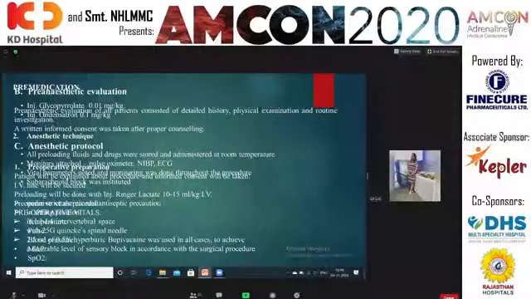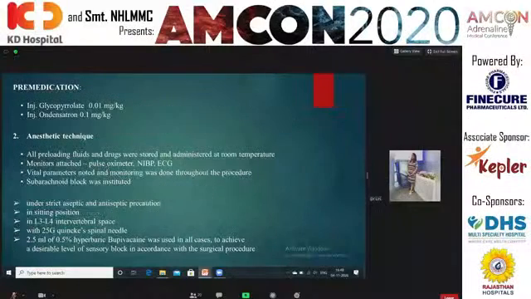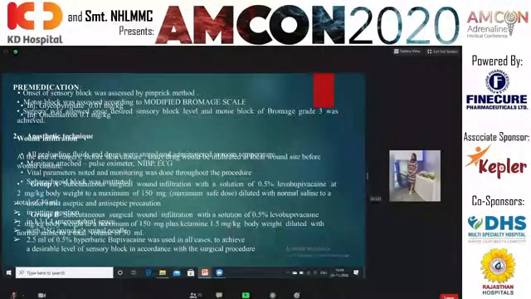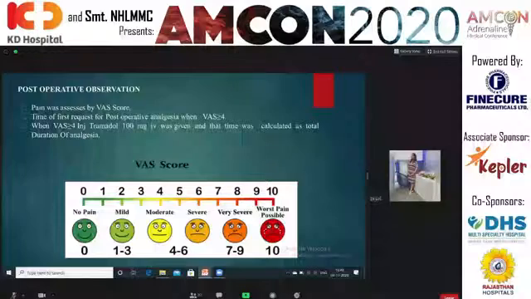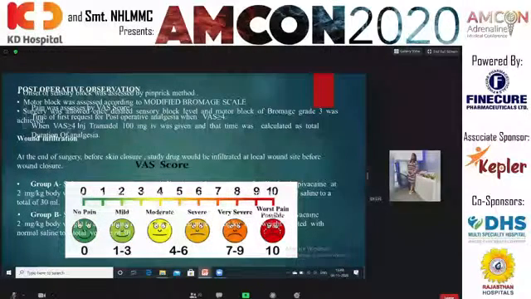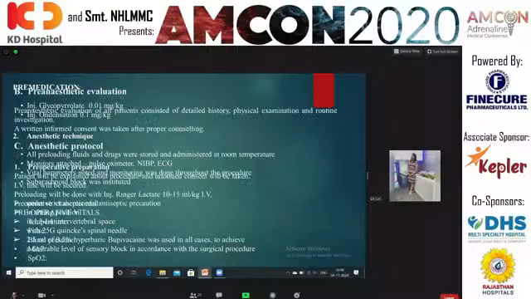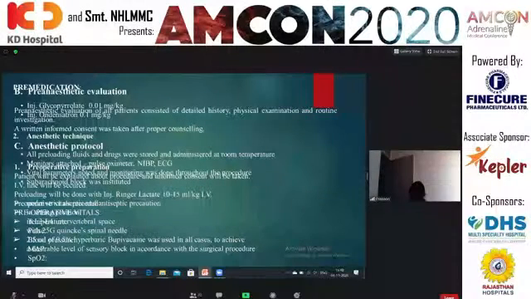Pre-anesthetic evaluation. Pre-anesthetic evaluation of all patients consisted of detailed history, physical examination, and routine investigation. A written informed consent was taken after proper counseling. Anesthetic protocol. Pre-operative preparation. The patient will be explained about the procedure and informed consent will be taken. IV line will be secured. Preloading will be done with injection Ringer lactate 10 to 15 ml per kilogram IV. Pre-operative vitals were noted.